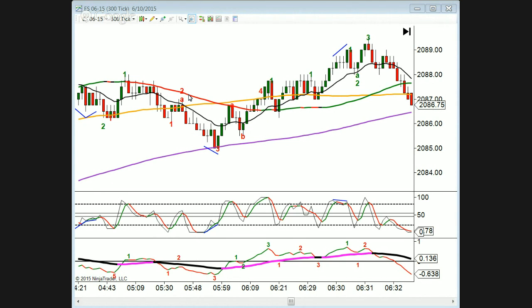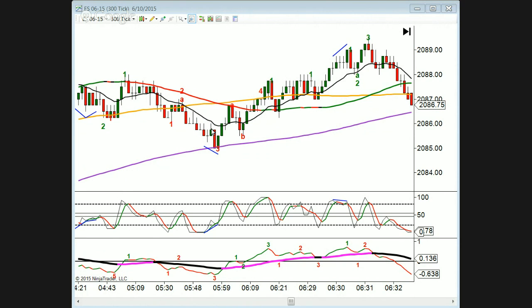Now I have a couple other moving averages here, so I'll just explain what they are. The black line is the 15 exponential moving average. This yellow, kind of orangey line, that's the 100 simple moving average. And the purple is the 200 moving average. All of them are simple moving averages except for the 15, which is an exponential.